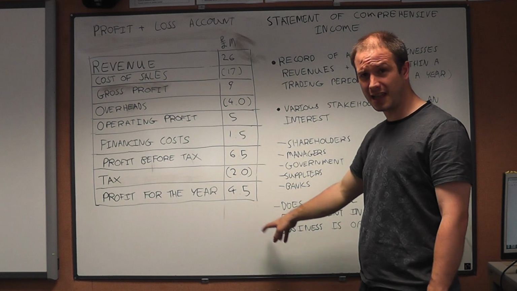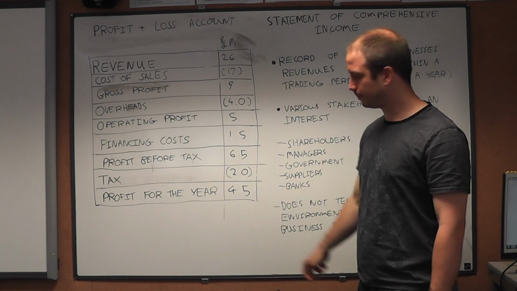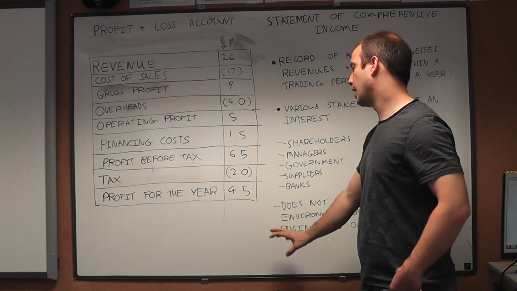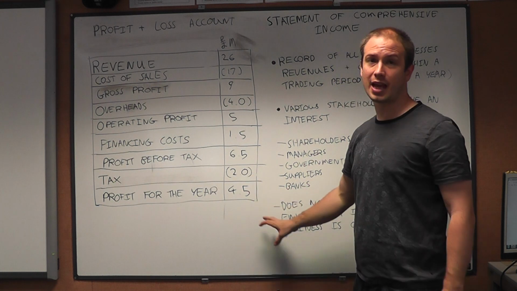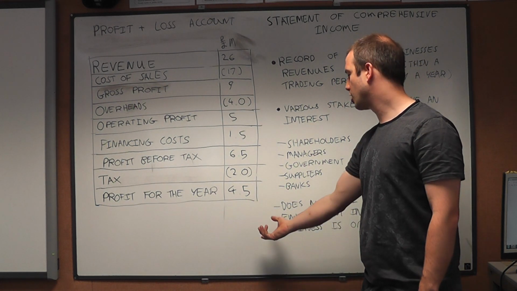One is the number of shares that are in circulation, and the other one is the profit per share. So if you divide your profit for the year by the number of shares, you should get how much dividends is being paid out for every shareholder.